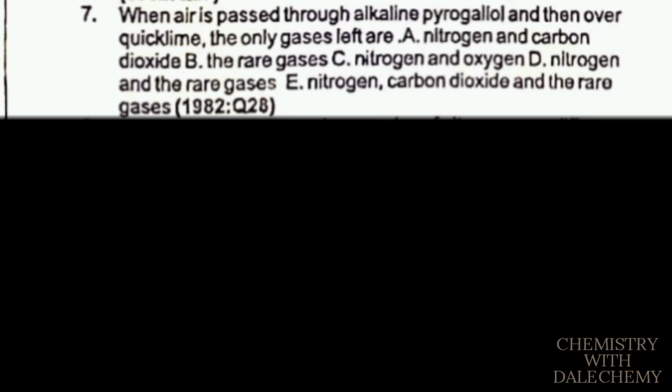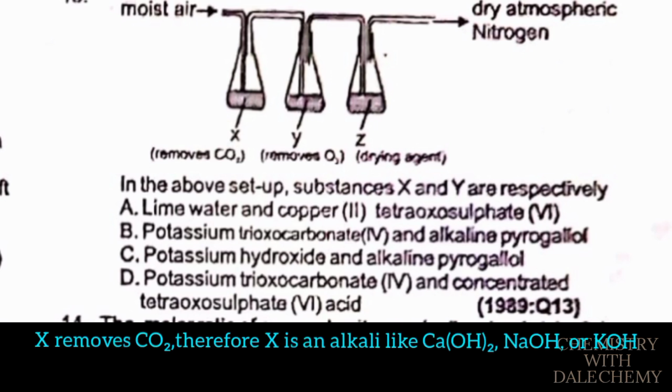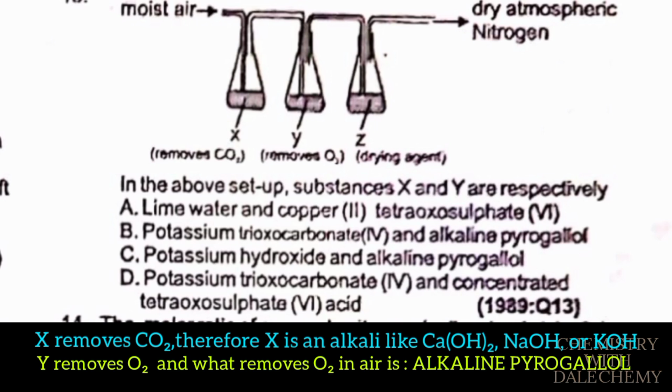And the next question is question 13 of 1989. In the above setup, substances X and Y are respectively. So what is X? The only characteristic of X that was given in this question is that it removes CO2. And we already know that the only things that remove CO2 are the alkalis, like potassium hydroxide, sodium hydroxide, and calcium hydroxide. And Y removes oxygen, which is just alkaline pyrogallol, which means option C is the correct option, which is potassium hydroxide and alkaline pyrogallol.